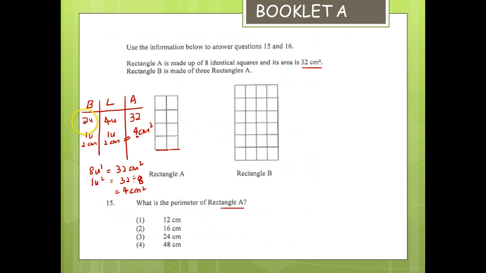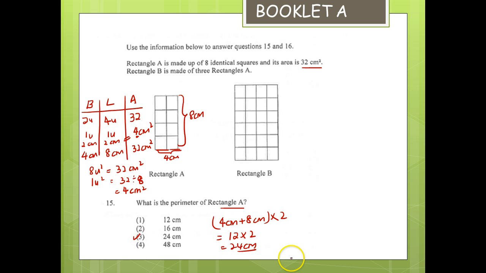So I know 1 unit is 2 cm. So 2 units times 2 units will be 4 cm. 4 units, 1 unit is 2 cm, 4 units will be 8 cm. 4 cm times 8 cm will give me 32 cm square. So I know this is 4 cm. This is 8 cm. How do I find the perimeter of rectangle A? So the perimeter of rectangle A is 4 cm plus 8 cm times 2. Length plus breadth times 2, which is 12 times 2, 24 cm. Option number 3.